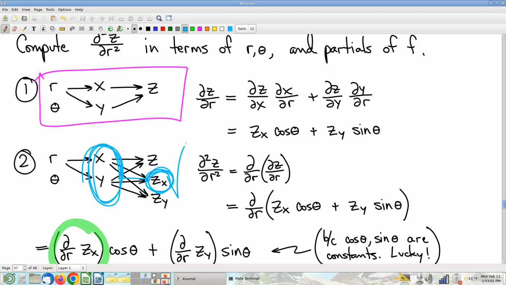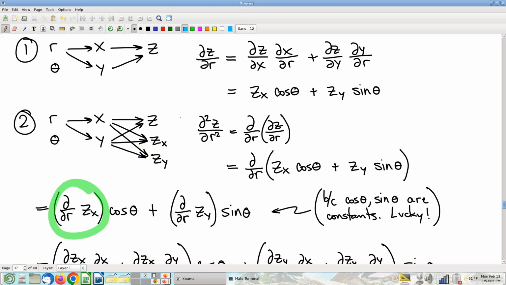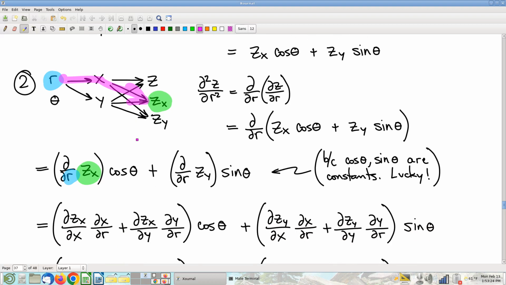And so now, with this diagram appropriately appended, I can ask again, what is the partial of zx? Oh, here it is. There's zx. What's its partial with respect to r? Oh, well, there's r. And the diagram tells me exactly what to do. I have two paths between those variables, and that gives me two terms in my chain rule.